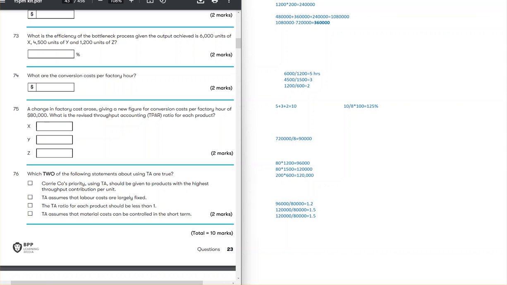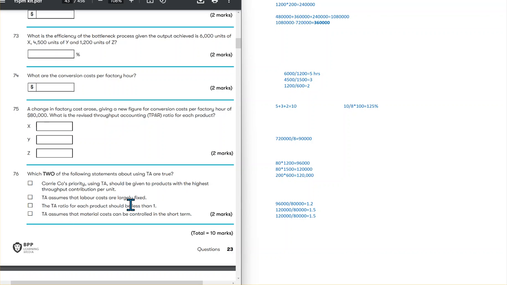Okay, there are two ways of answering these types of questions. One you could do is select the right answers, and another way is you could remove the wrong answers. Then you will be left with the right answer, or you could just directly select the right answer. But I can clearly see an answer that is wrong. That is, TA ratio for each product should be less than 1. Remember, we studied that it should be more than 1. So we are left with A, B, and C.